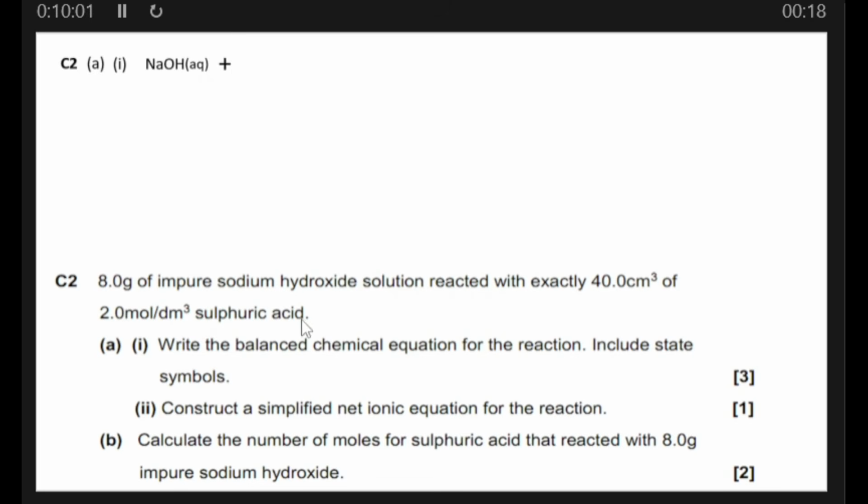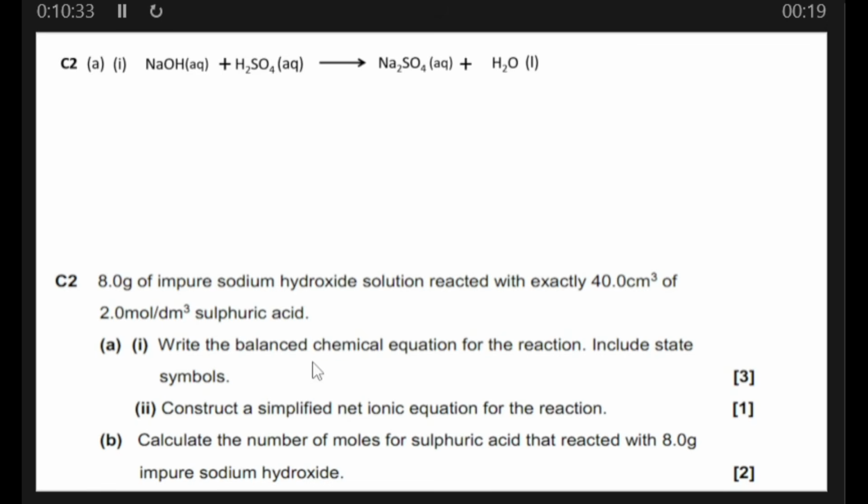Then sulfuric acid, it's always in solution here because they have told us the concentration. So it will be H2SO4 aqueous. Remember, sodium hydroxide is a base and sulfuric acid is an acid. When these two react, they give us a salt and water. The salt is sodium sulfate, which will be aqueous, plus water, which will be liquid.